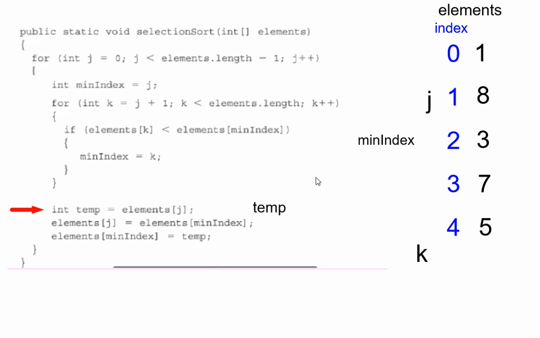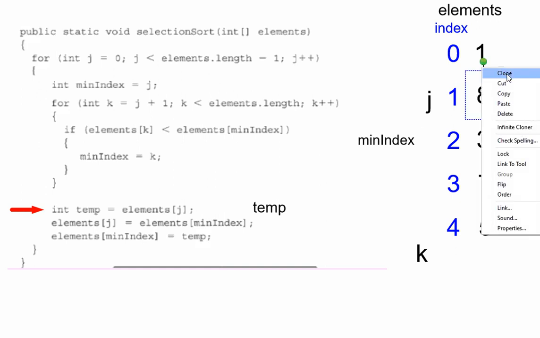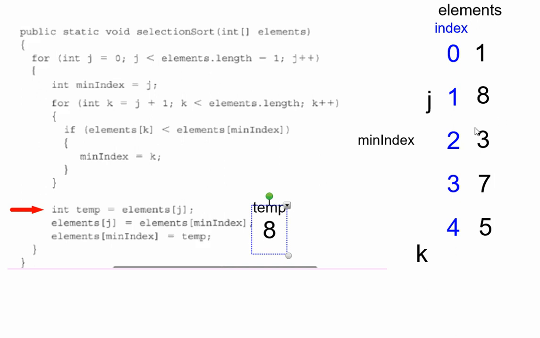Our temp is what's at elements at J, which is this 8. So that comes over here. And then we're going to be on this line. Elements at J is what's at the min index. So this 3, we'll clone it and put it up here. We'll get rid of that 8 there. So that goes there. And then we're going to take this 8 right here and bring it over. So elements at min index equals temp. So we'll bring it over here. And that goes away. And now we've got our 8 right there. Great. So we're back up here, j++.